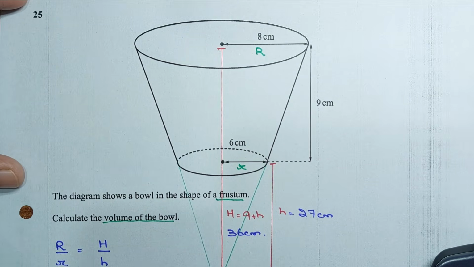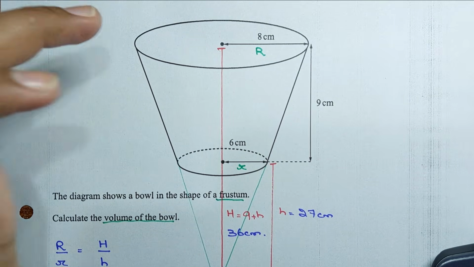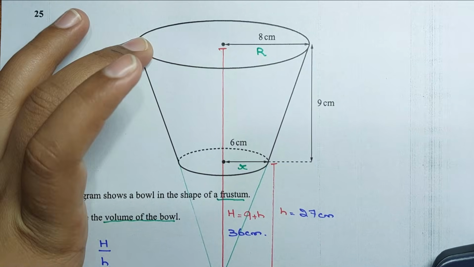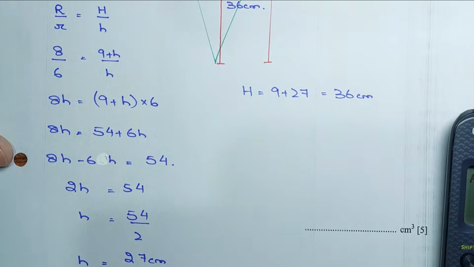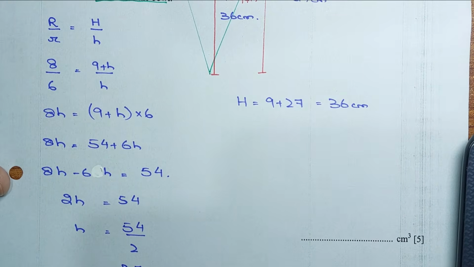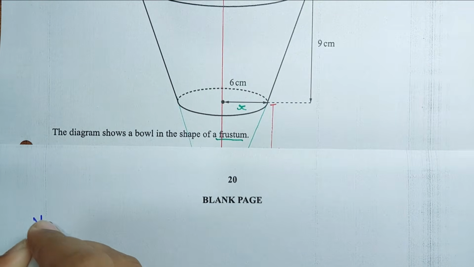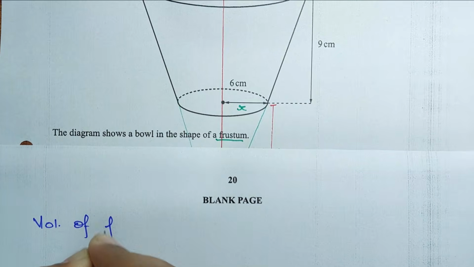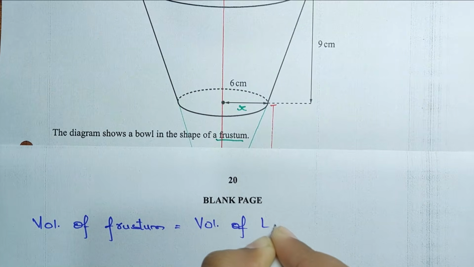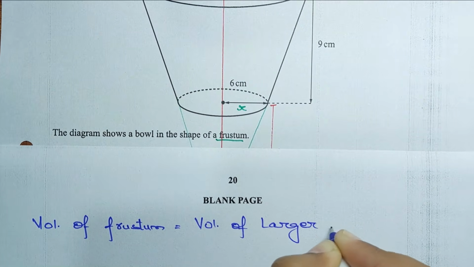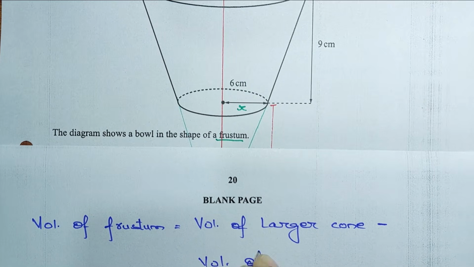So let's find out the volume of the bowl. The bowl is a frustum. So the volume of this whole bowl is the volume of the larger cone, subtract the volume of the smaller cone. We will get the volume of the frustum, right? Okay, so let's do this. Now we can say volume of frustum is volume of larger cone subtract the volume of smaller cone.